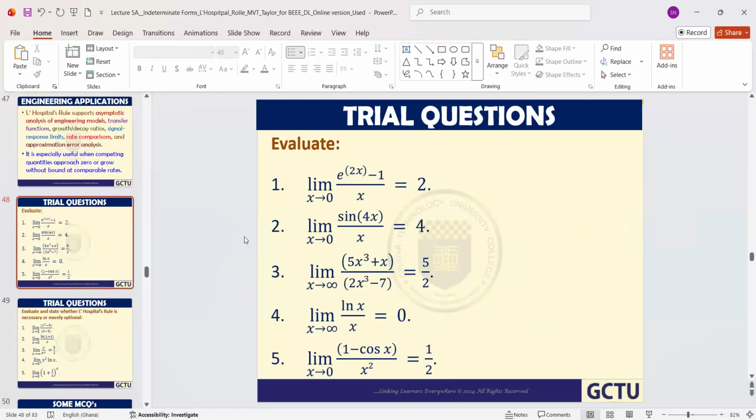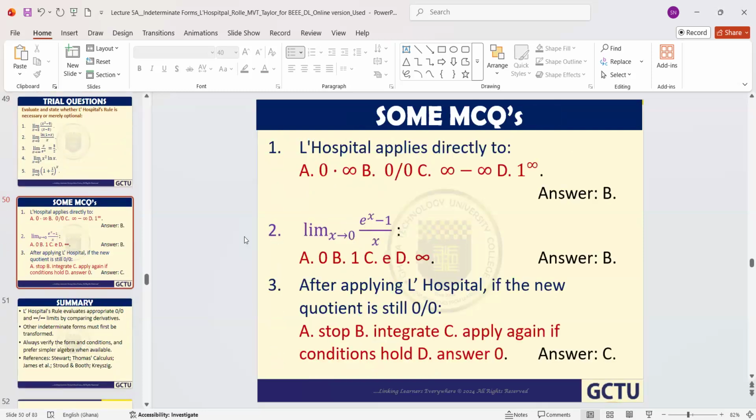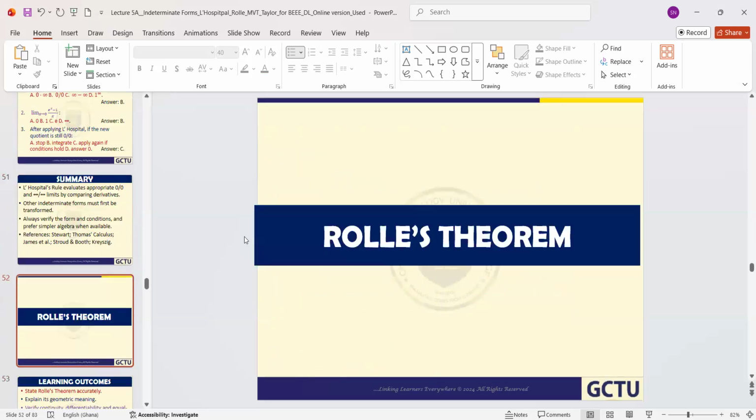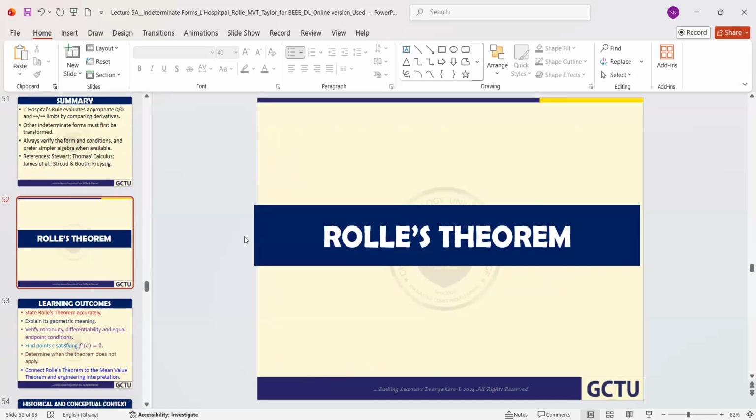I think I'm left with 2 more to go. So please, again, there are exercises here, and I have solutions to all these as well. Some MCQs, and this is a summary. Now, there are 2 more I need to show you, Rolle's theorem and MVT.